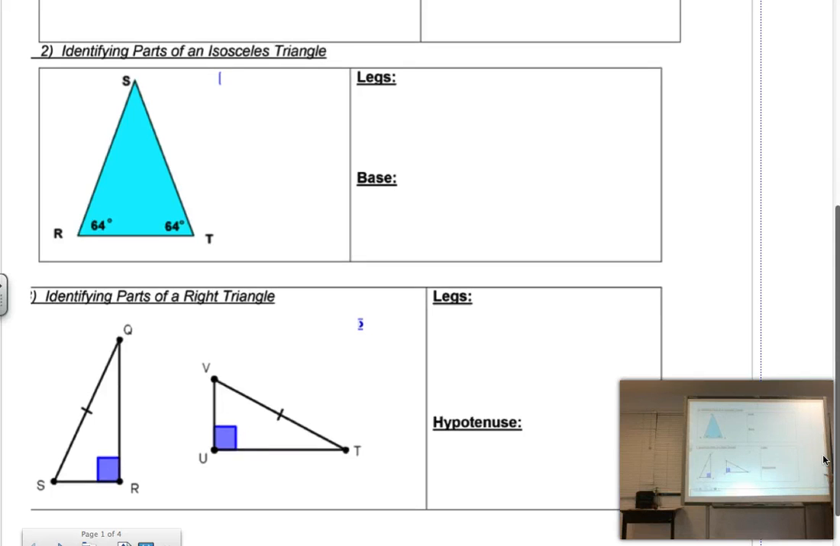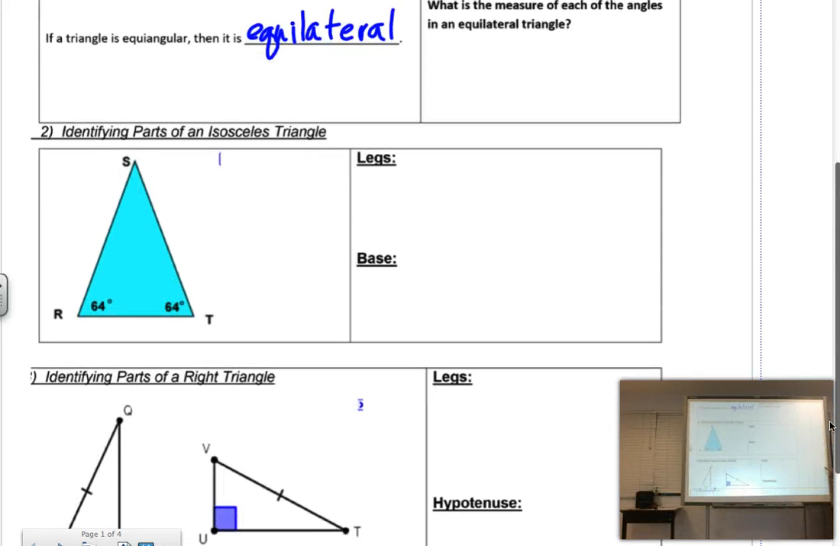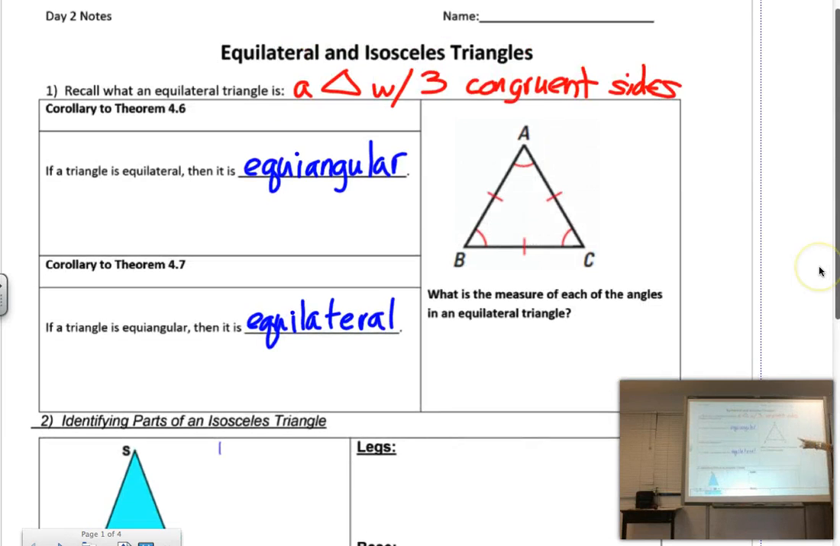Now let's talk about the parts of an, I'm sorry, let's go back. What's the measure of each, how did you get that? 60 degrees. Okay. We know that the entire triangle, the sum of the interior angles is 180. There's three of them, so we divide that 180 by 3, and we get 60 degrees. So each of these angles has a measure of 60 degrees. So we expect you to know that.